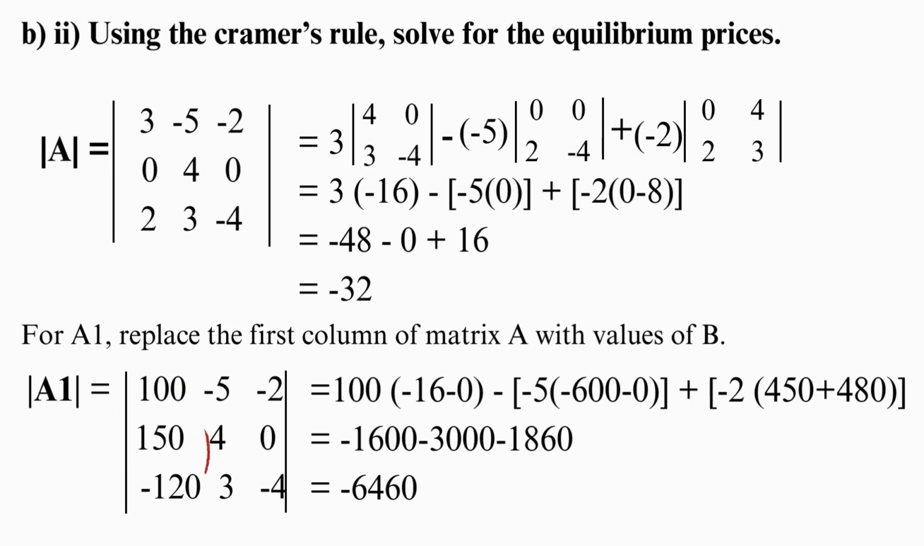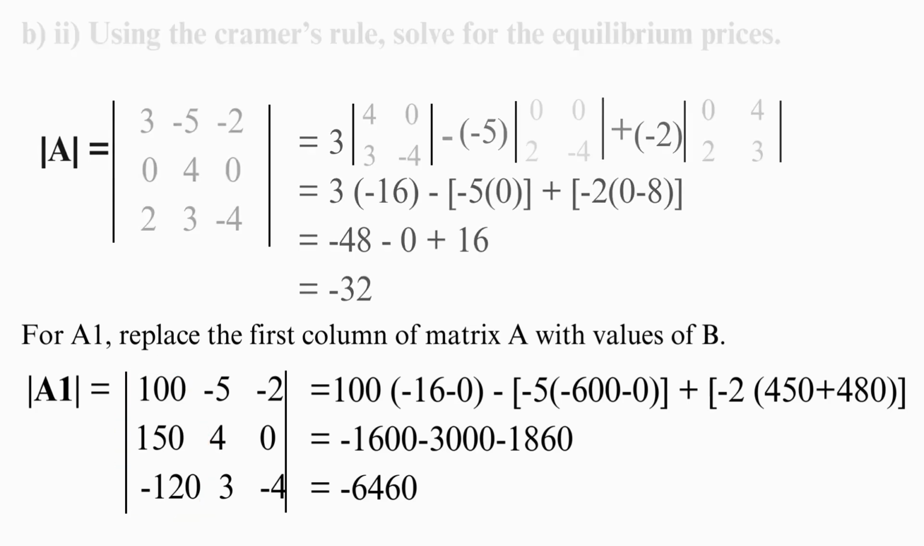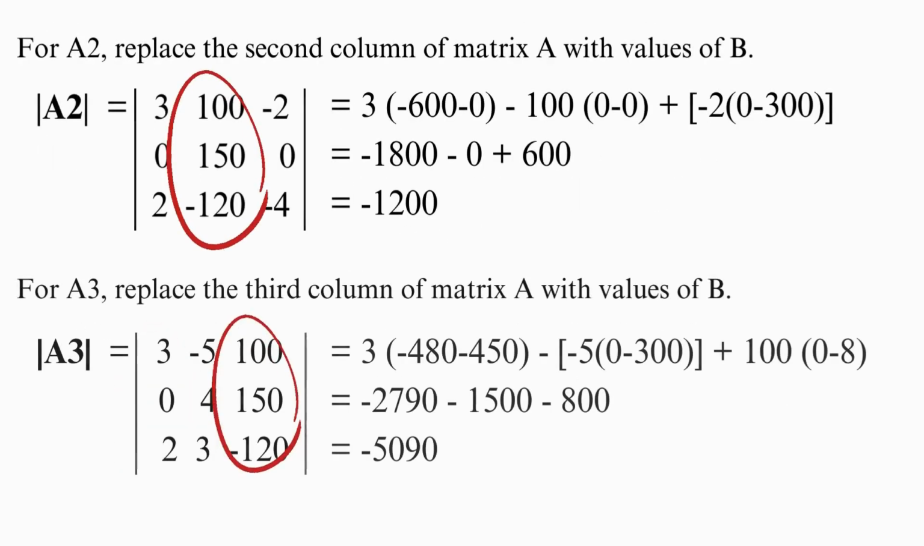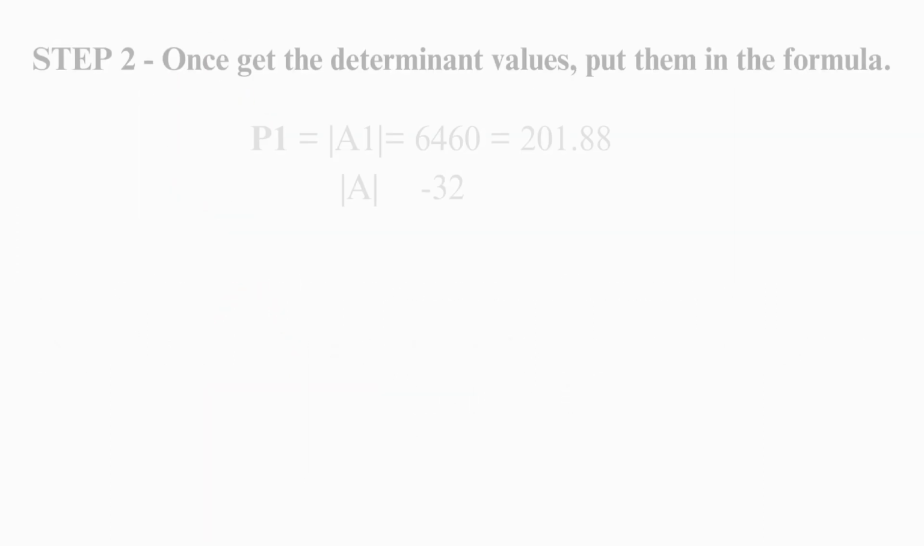Next, for A1, replace the first column of matrix A with the values of B. The A1 is negative 6,460. For A2, replace the second column of matrix A with the values of B. So the answer of A2 is negative 1,200. For A3, replace the third column of matrix A with the values of B. So the answer of A3 is negative 5,090.